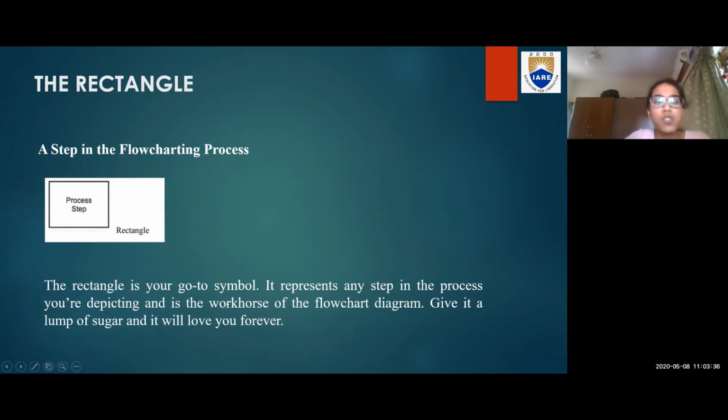Now, the rectangle is your go-to symbol. It represents any step in the process you're depicting and is the workhorse of the flowchart diagram. As I told you, it is the workhorse. It is where the whole work is taking place. So if there is no rectangle, there is no work done in the flowchart. You're actually working on the flowchart means you're working on your rectangle. So give it a lump of sugar and I'll love you forever. Now, whenever you're thinking to write your instructions, just use the rectangle like this, as I showed here in your flowchart.